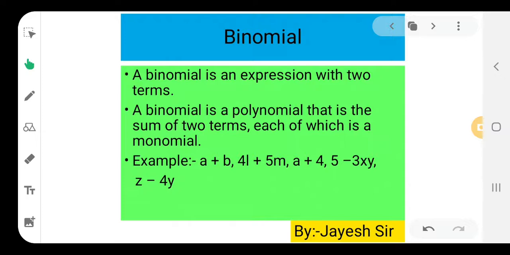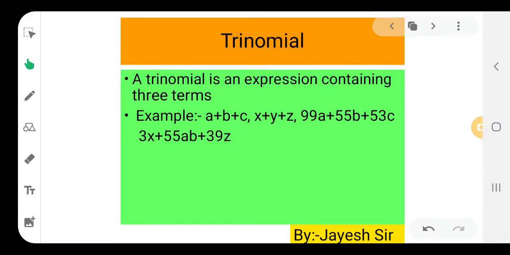Similarly, 5 minus 3xy, and z minus 4y, they all are binomials. They are separated by a single sign. Two terms, either added or subtracted by a sign, then it is a binomial. That is the basic and simple thing I have explained. Now let us move to the trinomial.